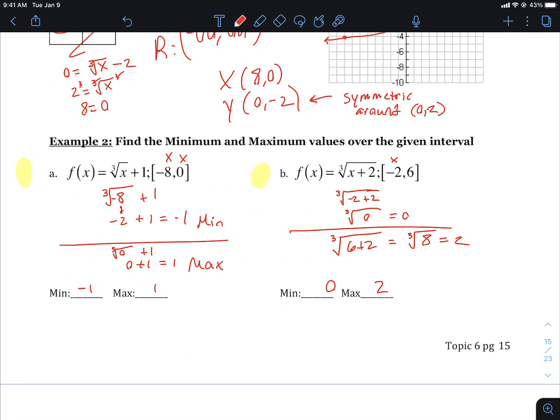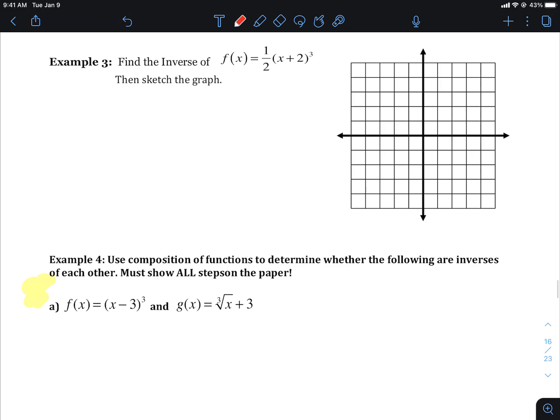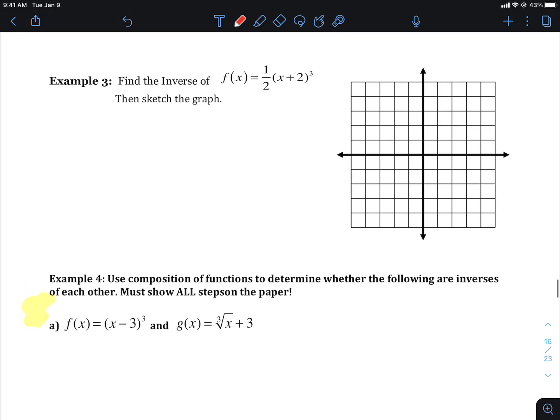So just make sure you know the difference between the process on those when the number you're adding or subtracting is outside the radical versus inside the radical. All right, moving along here. This one, yeah, we'll skip this one here.